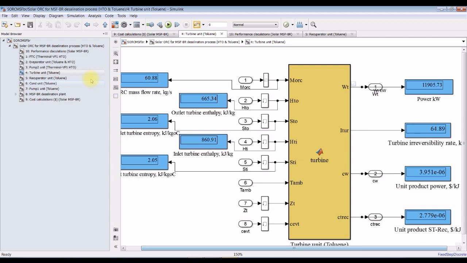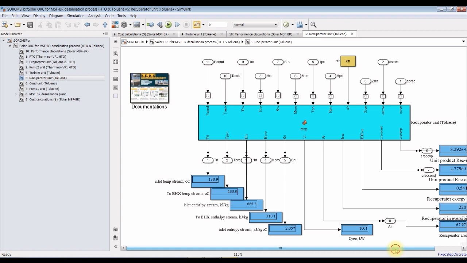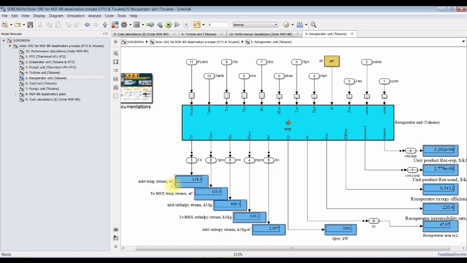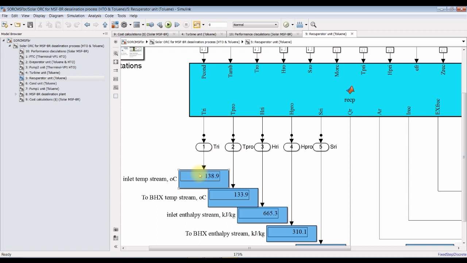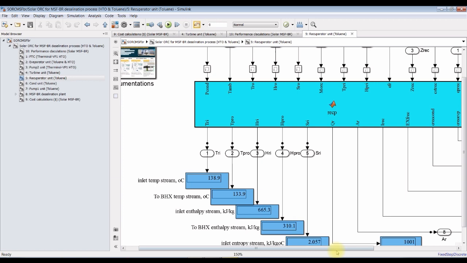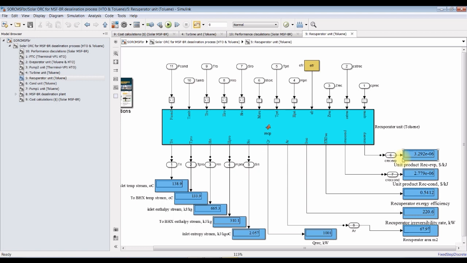For recuperator unit, let's go and see. Yes, this is outlet. Yes, this is exit steam temperature to the condenser unit. It's around 138, nearly 39 degrees Celsius. This is a stream that is responsible for the steam generation or thermal power generation to the brine heater. This is going for the brine heater, and you can discover areas and so on, area of the recuperator, thermal power, and so on.